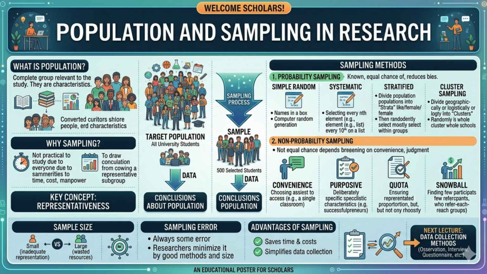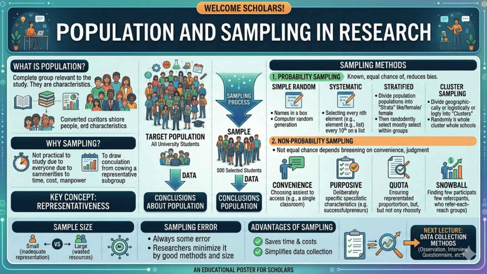One of the most commonly used methods is convenience sampling. In this method, researchers select participants who are easiest to access. For example, a researcher may collect data from students available in a classroom at a particular time. Although this method is simple and inexpensive, it may not produce highly representative samples.